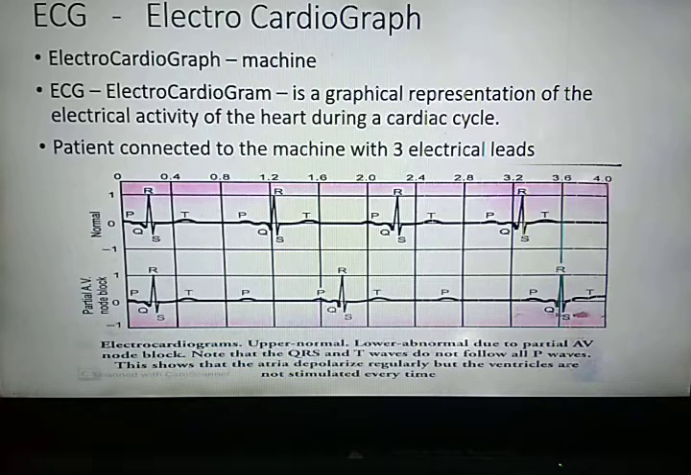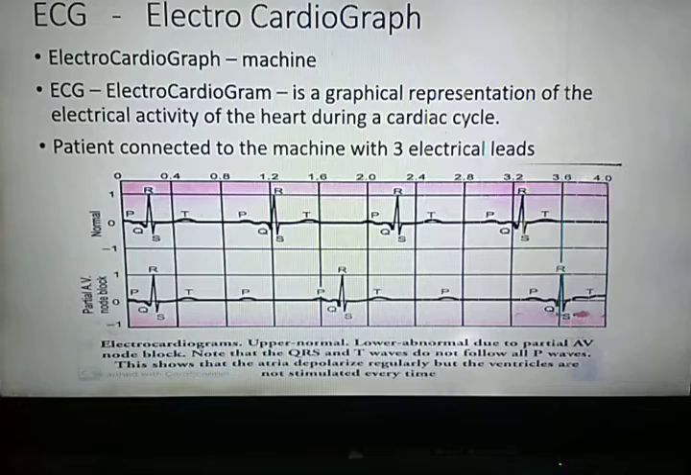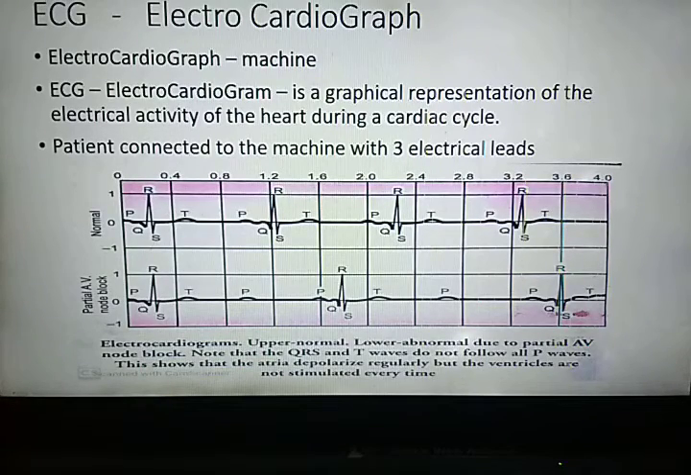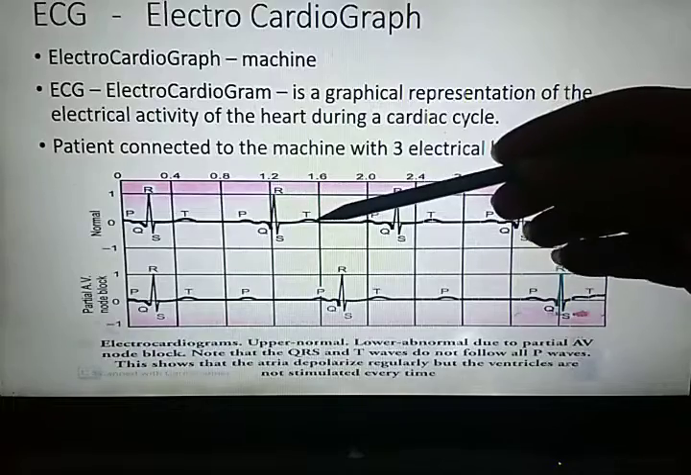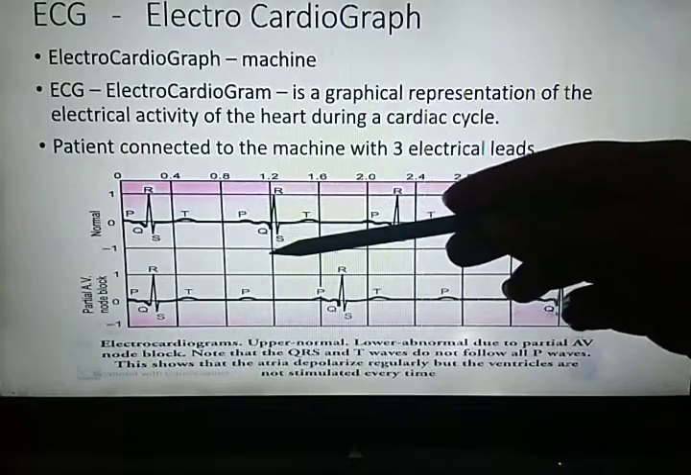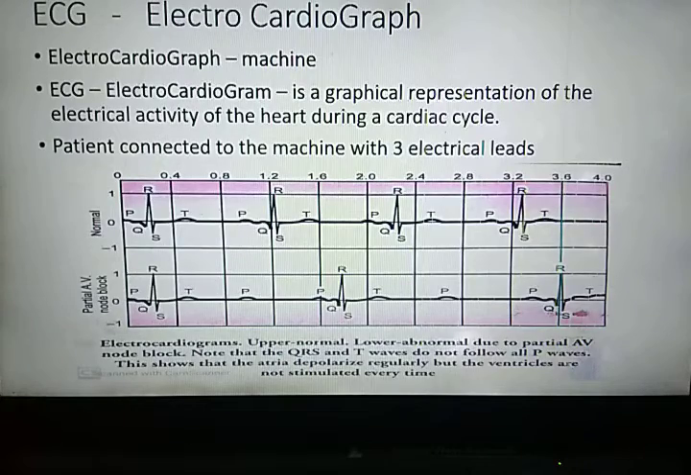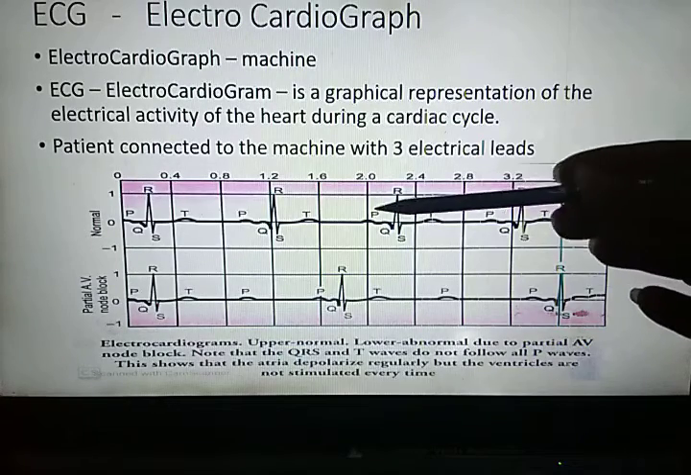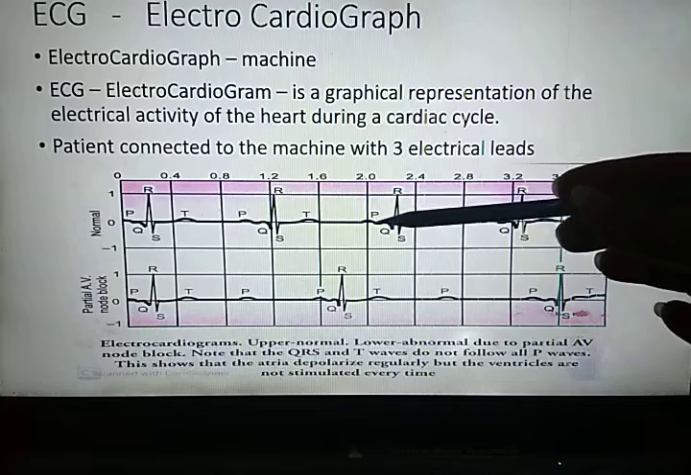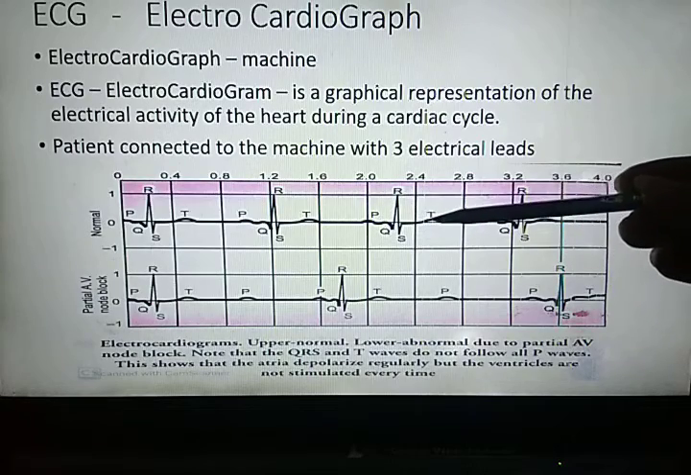Now, different types of peaks are obtained in the ECG, and ECG is identified with letters from P to T: P, Q, R, S, T. Now, what do these peaks represent?